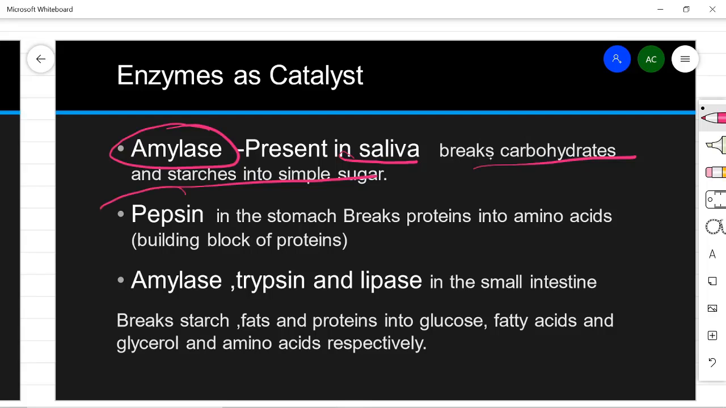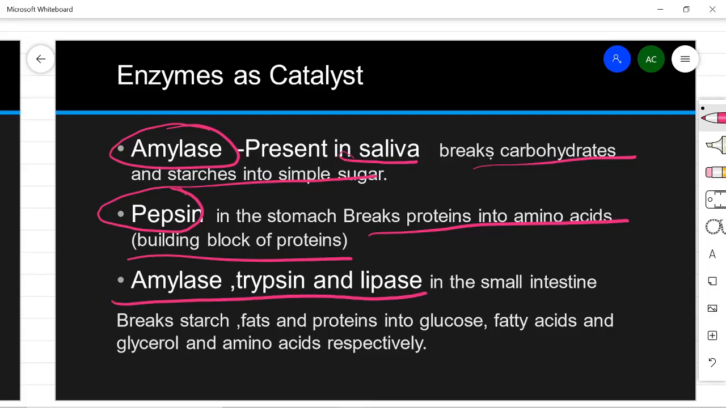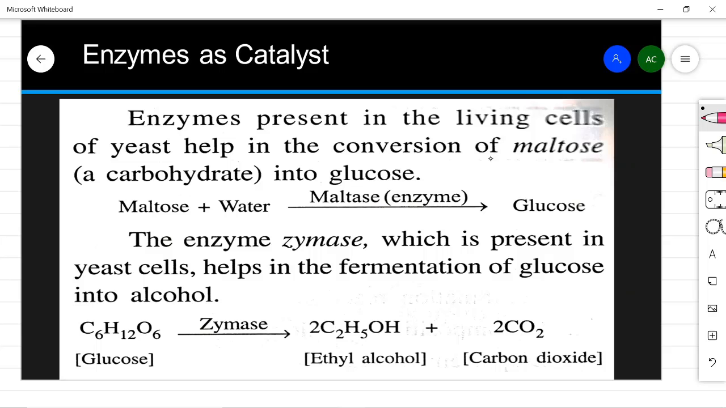Then pepsin. Pepsin in stomach breaks protein into amino acid. And what are amino acids? They are the building blocks of protein. So amino acids actually make up protein. Then amylase, trypsin and lipase, they are present in small intestine and they break starch, fats and proteins into simpler substances, glucose, fatty acids and glycerols.